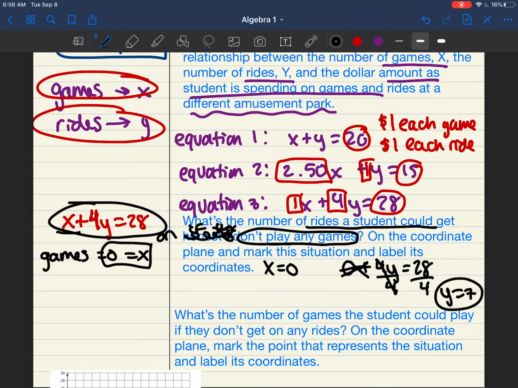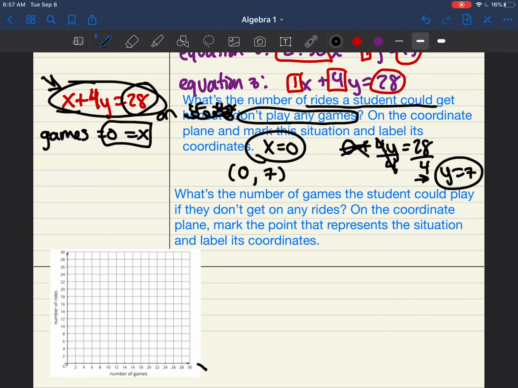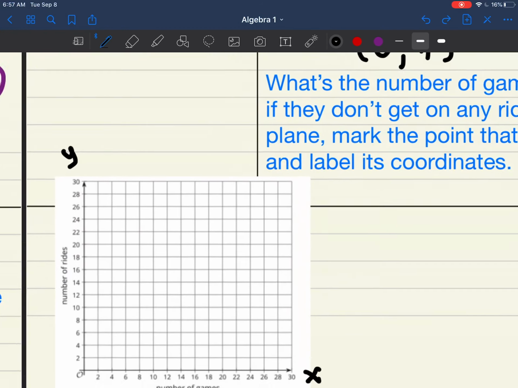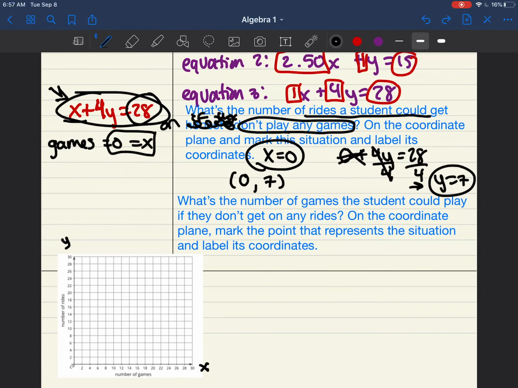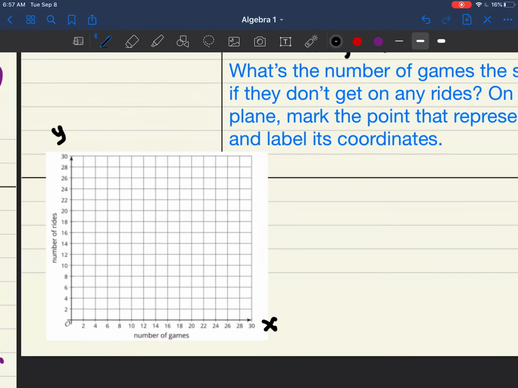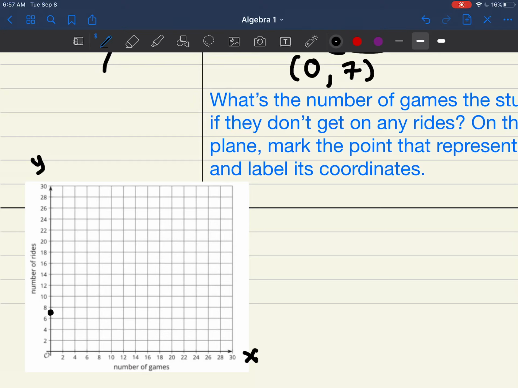So what does that mean? If Miss Broadway, based on this equation, plays 0 games, she can do 7 different rides at this amusement park and spend $28, right? Connecting it back to all the different pieces of the equation. So let's write an ordered pair here. And then it says, on the coordinate plane, mark this situation. So this is my x-axis. This is my y-axis. Notice x correlates to games, y correlates to rides. And I am at 0 for games, so 0 on the x, and 7 for y. So that's going to be right there.